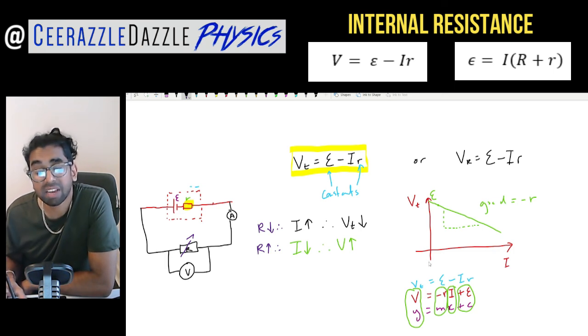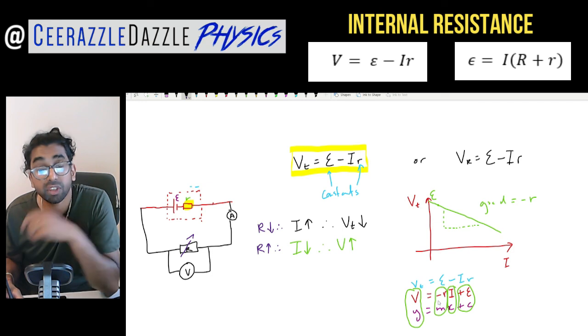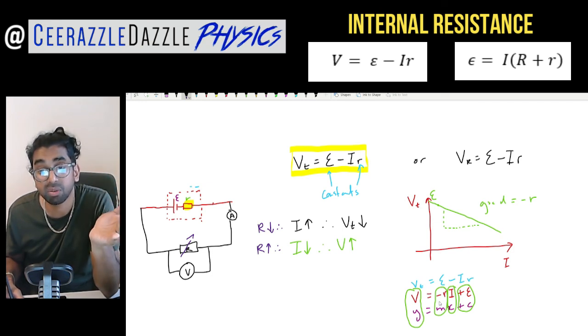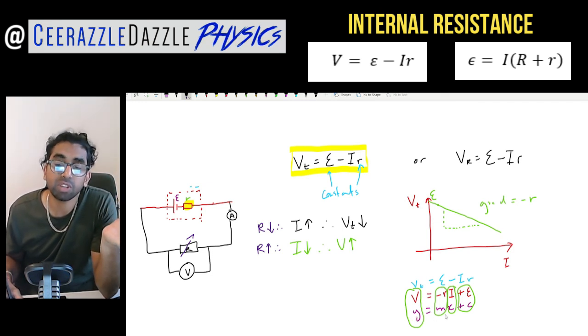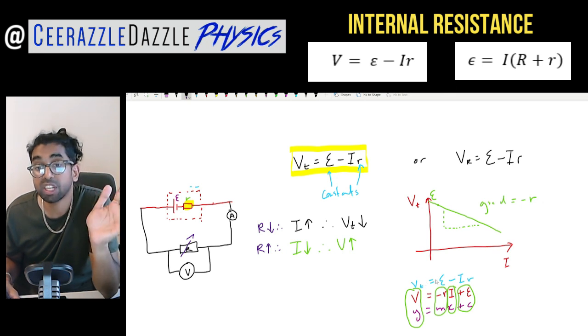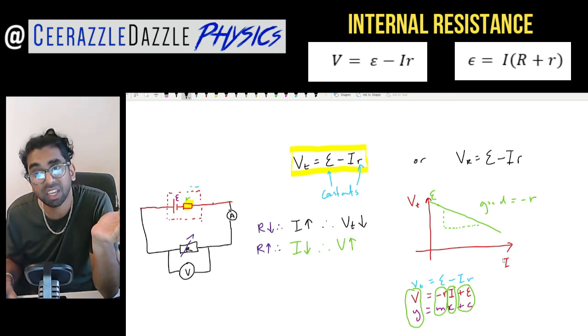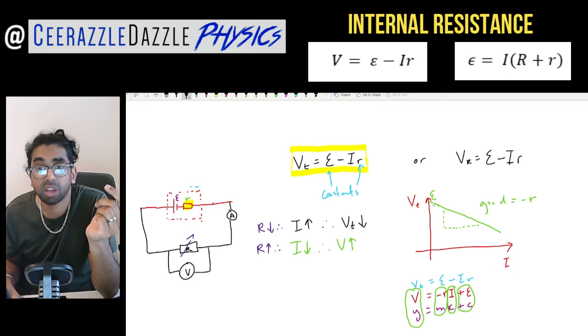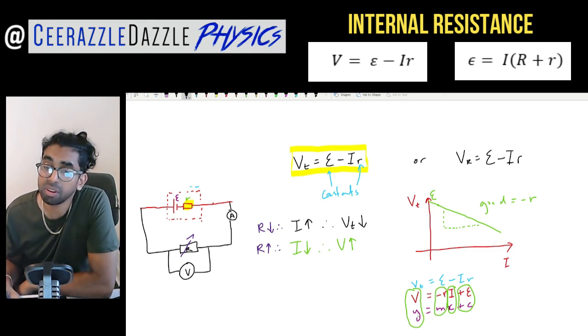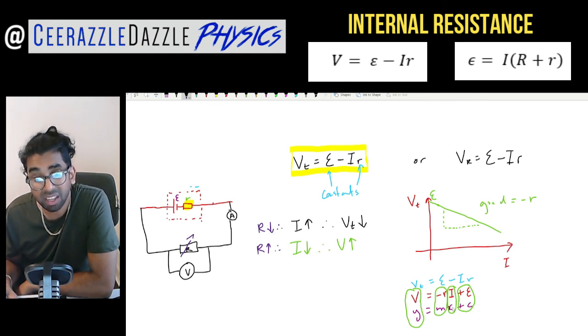And then, guys, we have to do the following. We're meant to take the physics equation and link it to the equation of a straight line. That's a skill to be able to do, guys. So I write down y is equal to mx plus c, and I rearrange my physics equation to match it up. Because on the y-axis I've got V, on the x-axis I've got current, the gradient of the line is equal to minus r, and the y-intercept is going to be E over here.